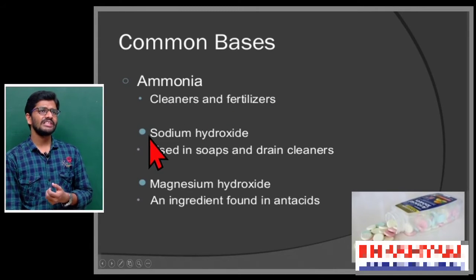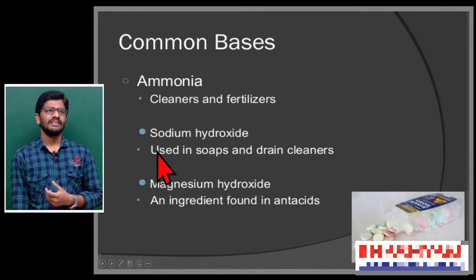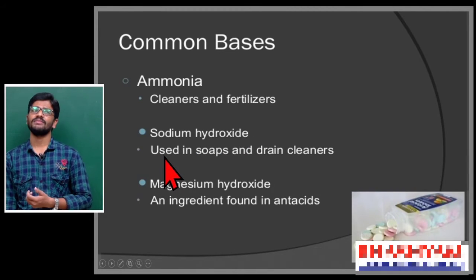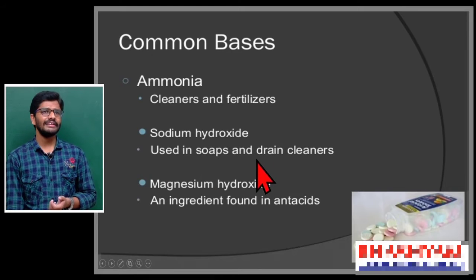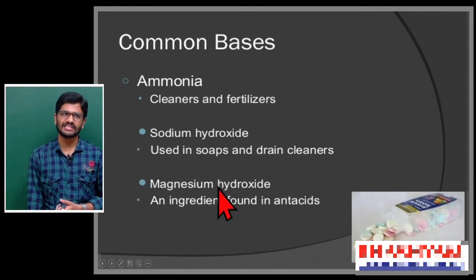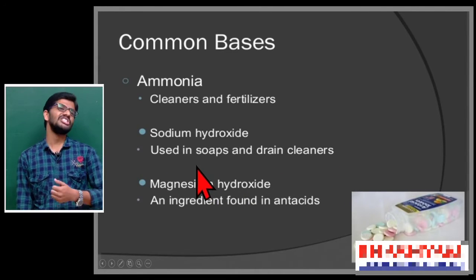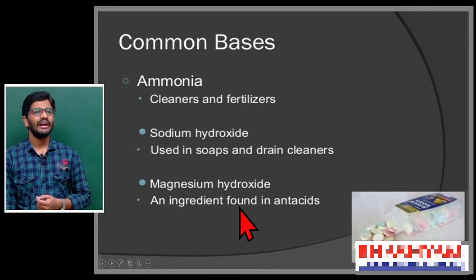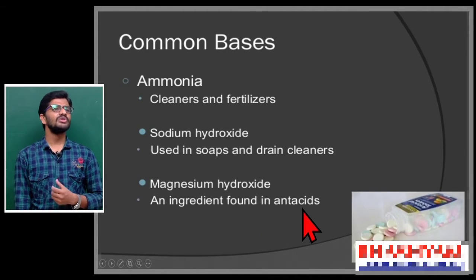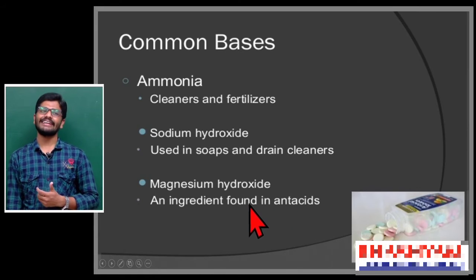Okay. Next one is sodium hydroxide. Its chemical formula is NaOH. It is used in soaps and drain cleaners. Next, magnesium hydroxide. It is also known as milk of magnesia. Its chemical formula is Mg(OH)2. It is used as an ingredient found in antacids.